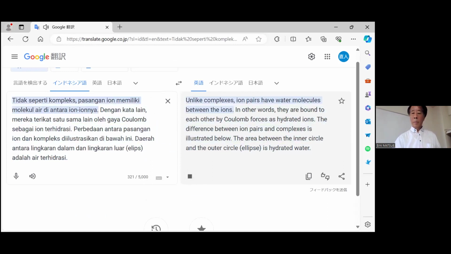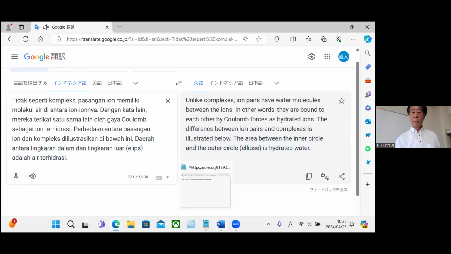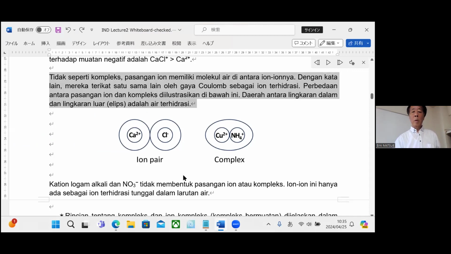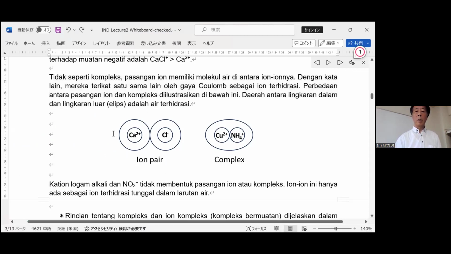Unlike complexes, ion pairs have water molecules between the ions. In other words, they are bound to each other by Coulomb forces as hydrated ions. The difference between ion pairs and complexes is illustrated below. The area between the inner circle and the outer circle, ellipse, is hydrated water. So this is the difference between ion pair and complex.